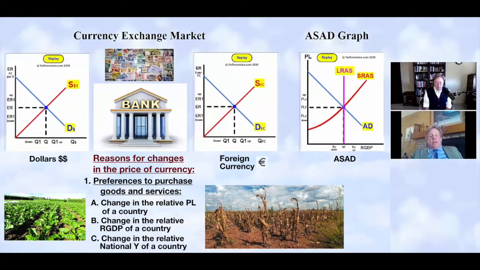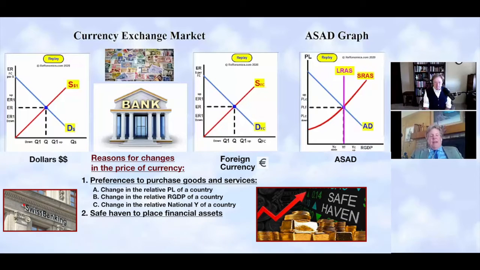Now that we've looked at the preferences depending on the price level, real GDP, and national income, we're going to go to the second reason for changes in the price of currency, and that is a safe haven to place your money. There aren't many countries in this world where it's a safe place to put your money.